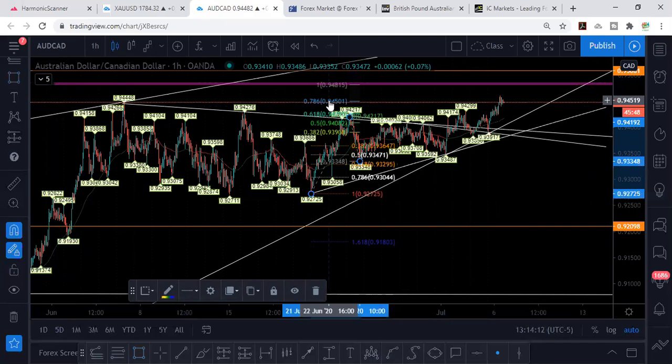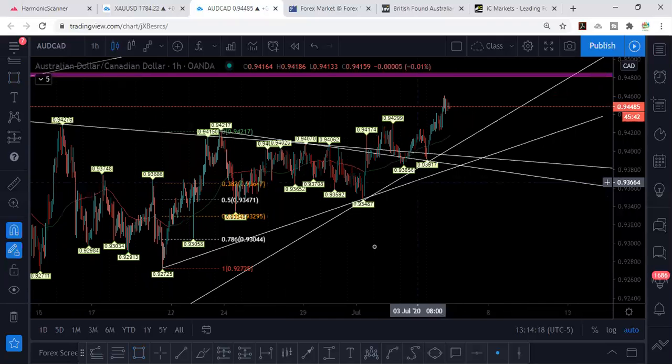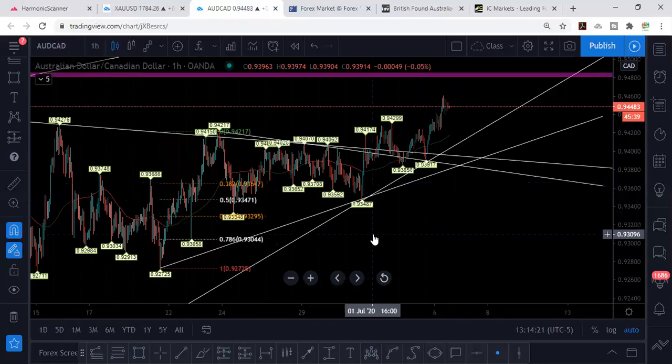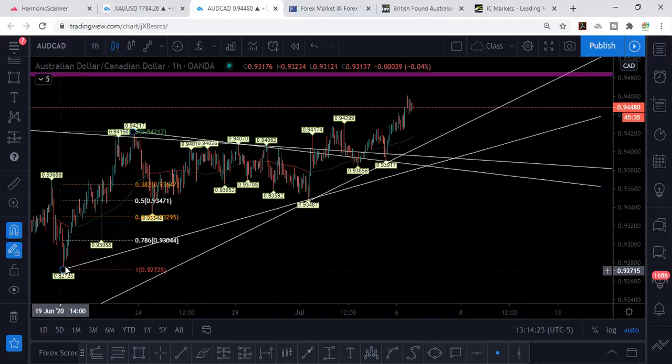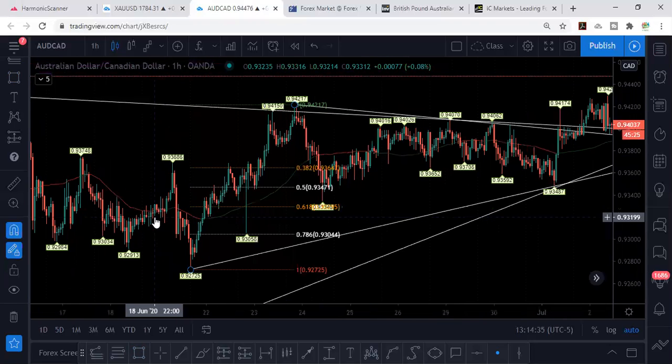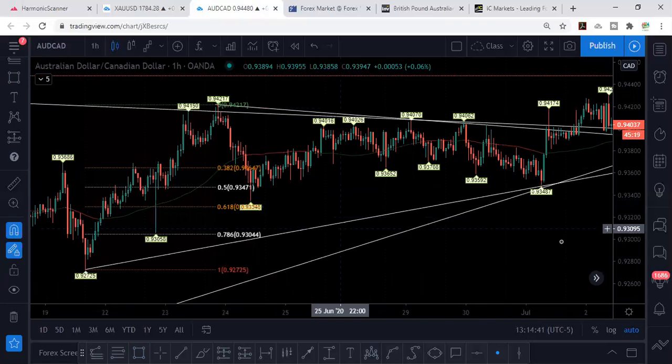What's it called? Wait, let me check it. Continuation. This from low here to up here to pull back, then buy. From down here to up here to pull back, then buy. So that is the continuation.